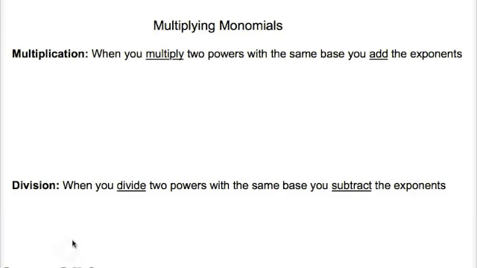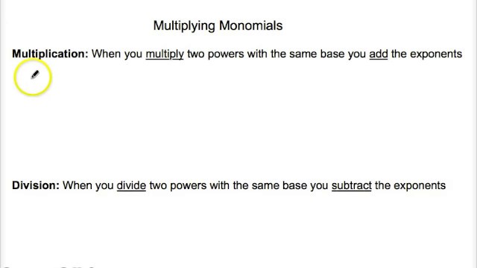This video is about multiplying monomials, and as a quick review, we will take a look at multiplying powers of the same base. So when you multiply two powers of the same base, you add the exponents. The converse of that law is when you divide two powers of the same base, you subtract the exponents.